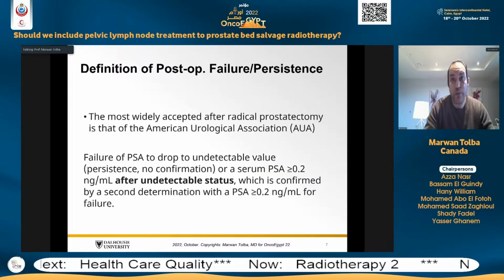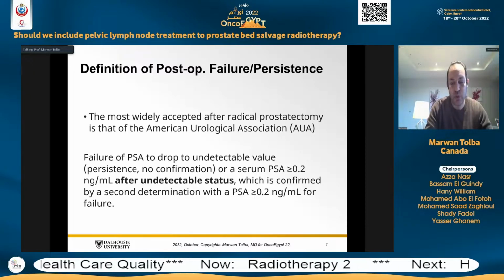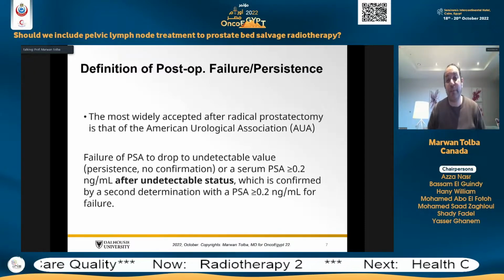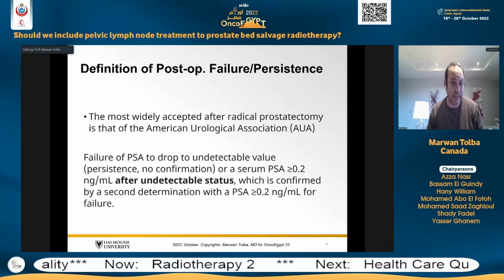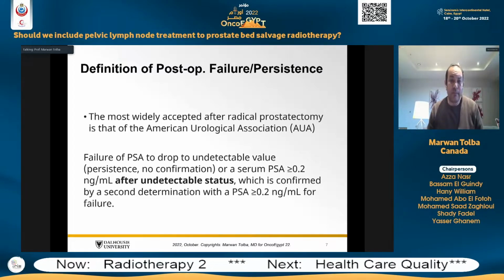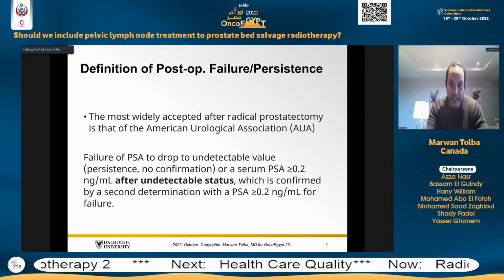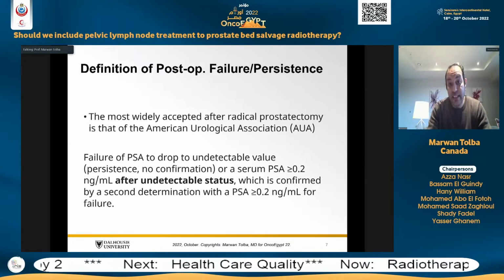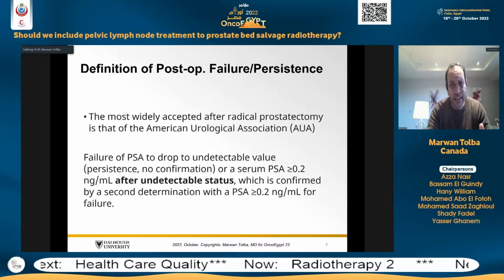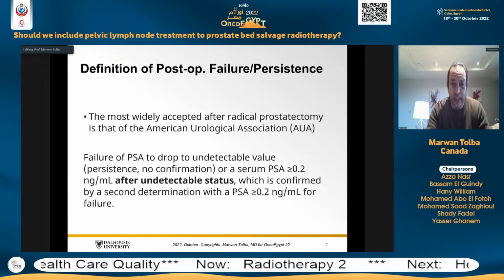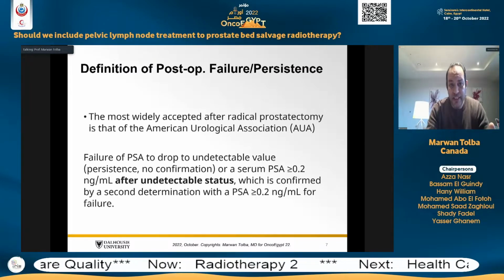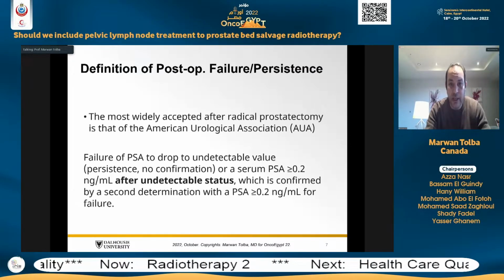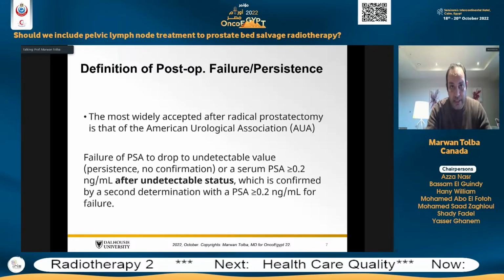Regarding the definition of post-operative failure or persistence, we have the most widely accepted definition from the American Urological Association. All of us know this: the definition is when the PSA reaches 0.2, this is called a failure. However, there is persistence, or persistently high PSA, which is when the PSA didn't drop to an undetectable value. For persistence, we need no confirmation. However, for failure, we need one confirmation beyond the 0.2 rise.